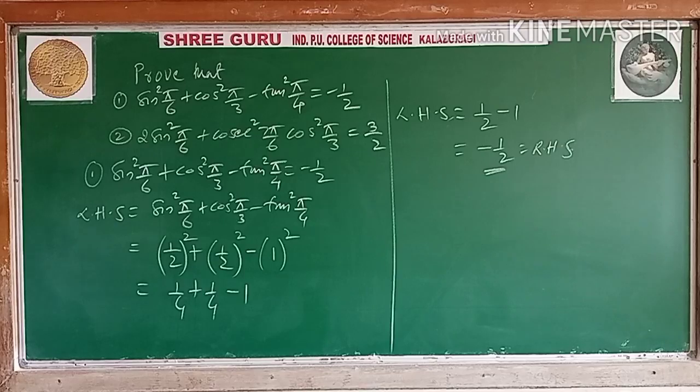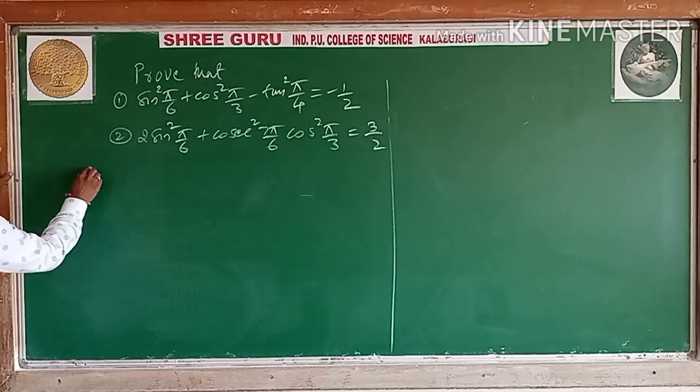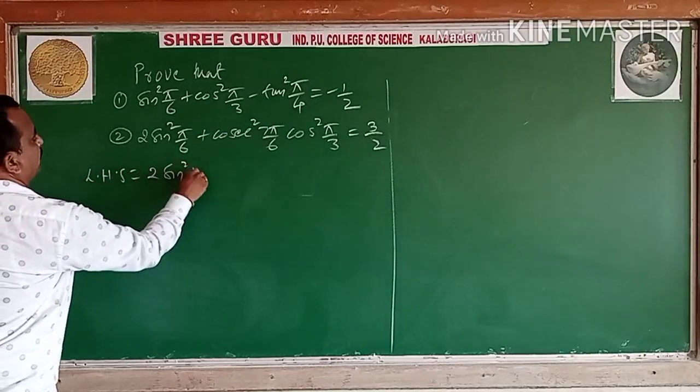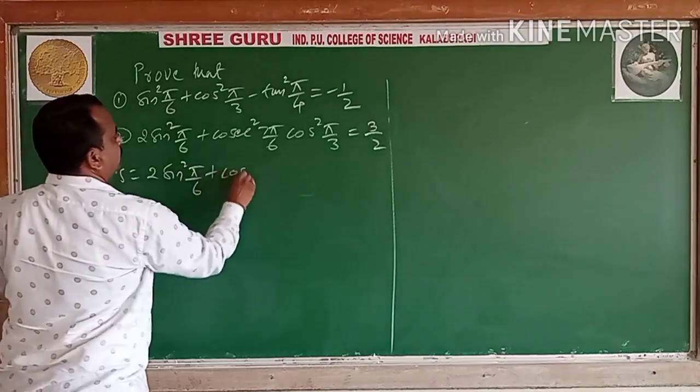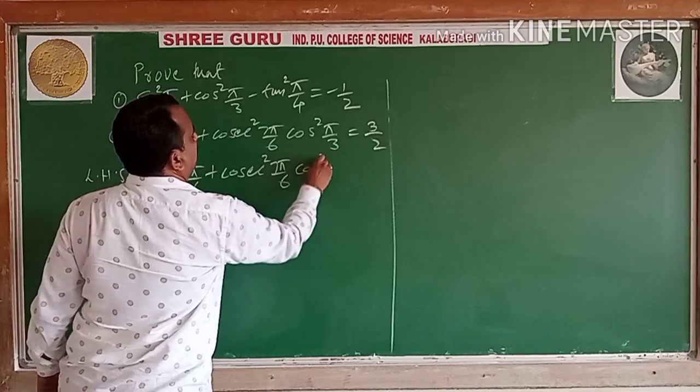Now let us come to the second one. Similarly, we will go for the second one. The answer of the first one is minus of 1 by 2, using standard angles. Now see this second one. Here I am taking directly LHS: 2 times sin square of pi by 6 plus cosecant square of 7 pi by 6 into cos square of pi by 3.